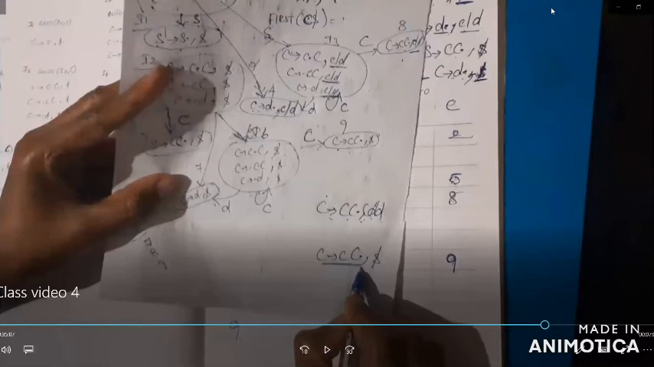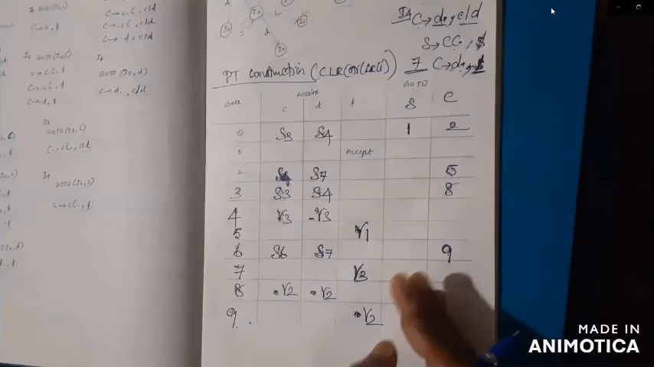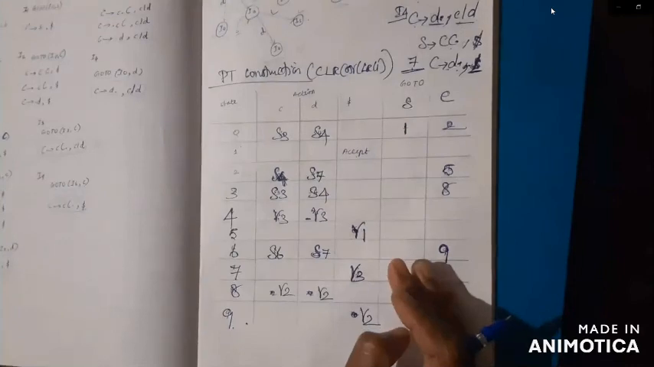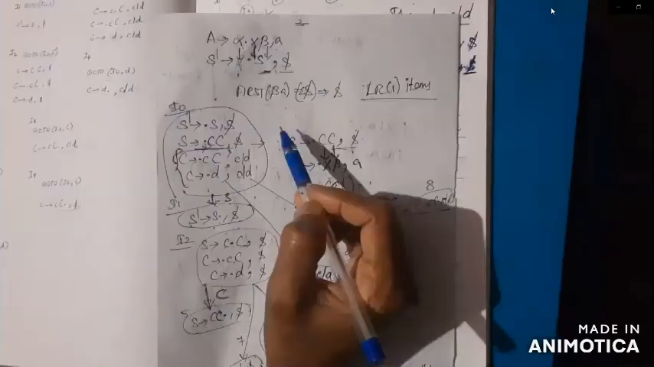In CLR, you create the look-ahead function based on the first of A tends to alpha dot capital X beta comma A, you have to check. But in the SLR parsing table, there is no need to check this function. You only have to check the follow function. This is for the CLR parsing table.